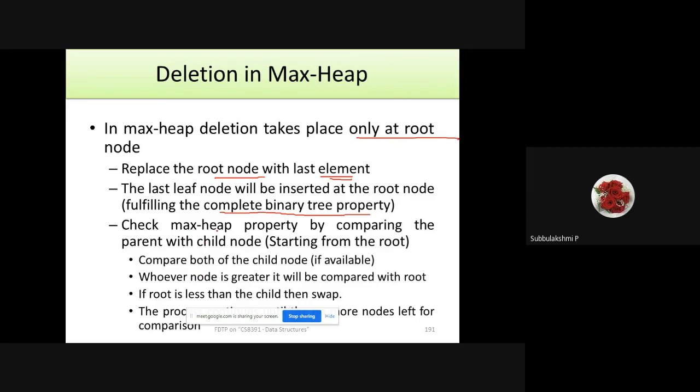Then check the maximum heap property by comparing the parent with the child nodes. Compare both child nodes if they are available. If both child nodes are available and you're deleting, then you have to compare them. Whichever node is greater will be compared to the root and swapped.